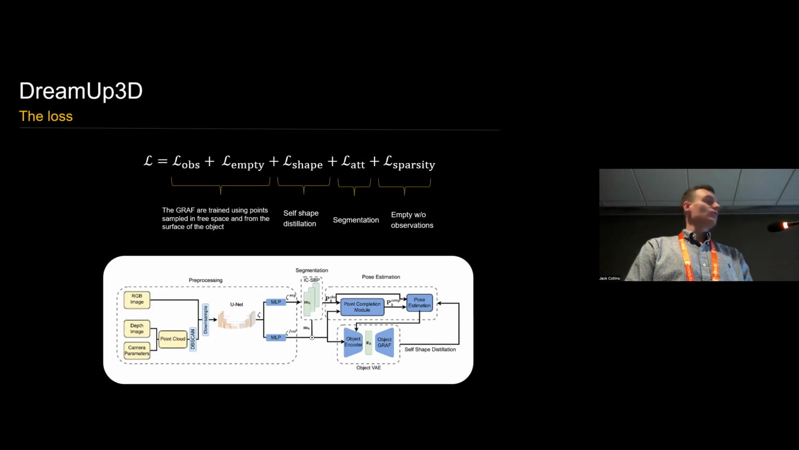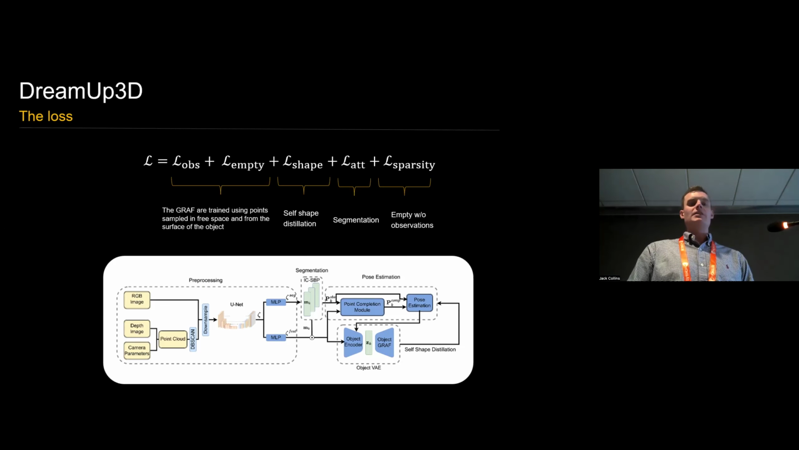And so to train this model, we have a 5-term loss. The first term maximizes the likelihood of the observations for the object graph. We have a second loss, which minimizes the occupancy in empty space. So we don't obviously want predictions of full or something to be there when there isn't anything there. We have a distillation loss, which distills information from the object graph into the point completion module, because the point completion module needs to be able to make predictions of whether there's a point there or not.